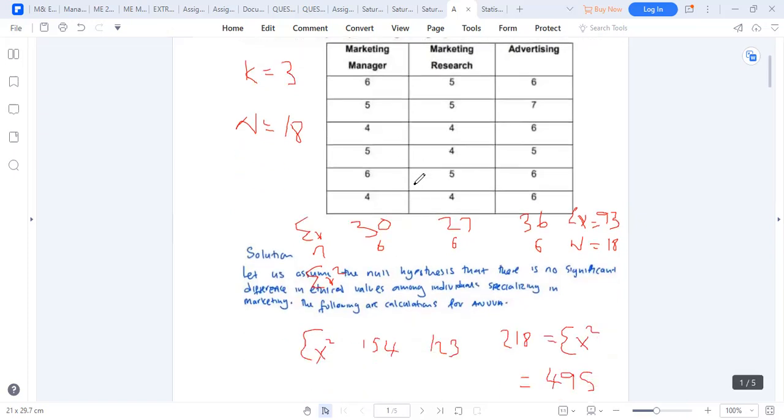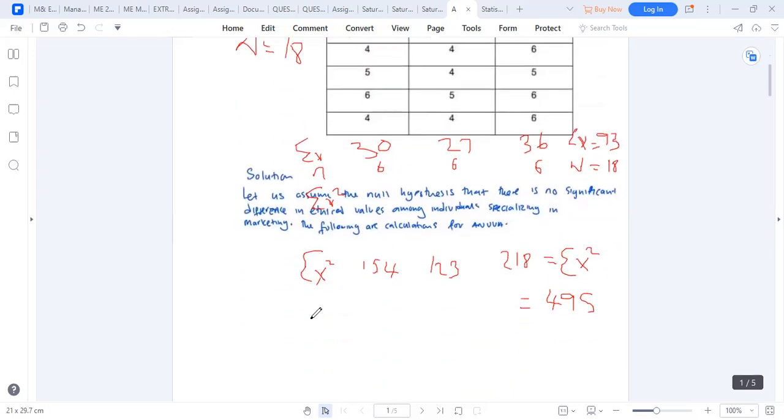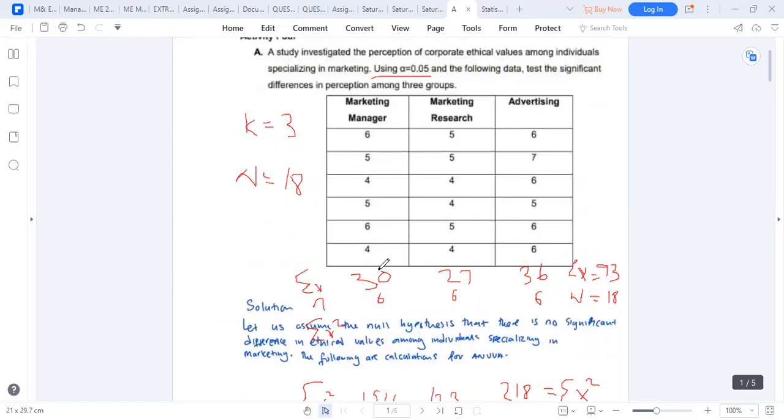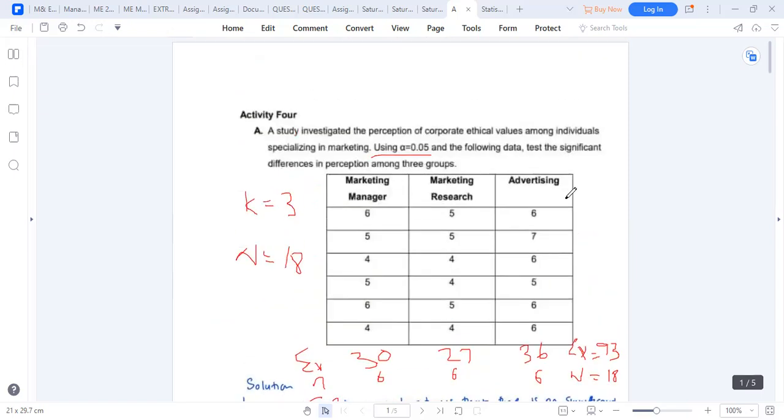Then now we can calculate the sum of square total. Colin, sorry to take you back. Sorry, I'm just a bit lost on how you got the 3. The number of populations, 1, 2, 3, is K. That's the number of populations. Then the N is the total number of observations. So count them one by one, the 18. Is that clear?